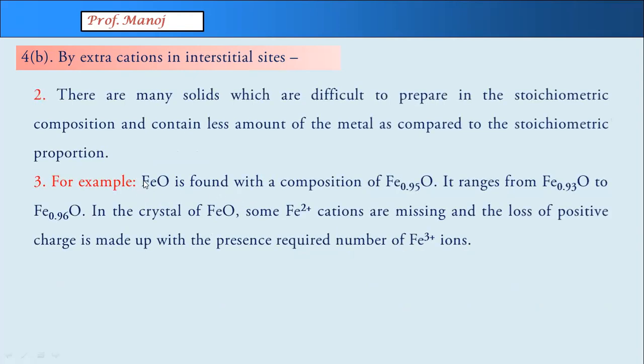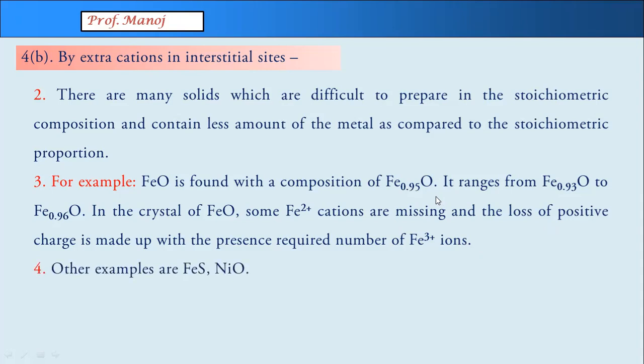FeO will exist in a range of 0.93 to 0.96. One of the common examples available is 0.95. This is because ferrous and ferric both will be present in certain ratios. I will be solving a numerical problem at the end to find out what is the actual meaning of this 0.95. So these are called non-stoichiometric formulae.